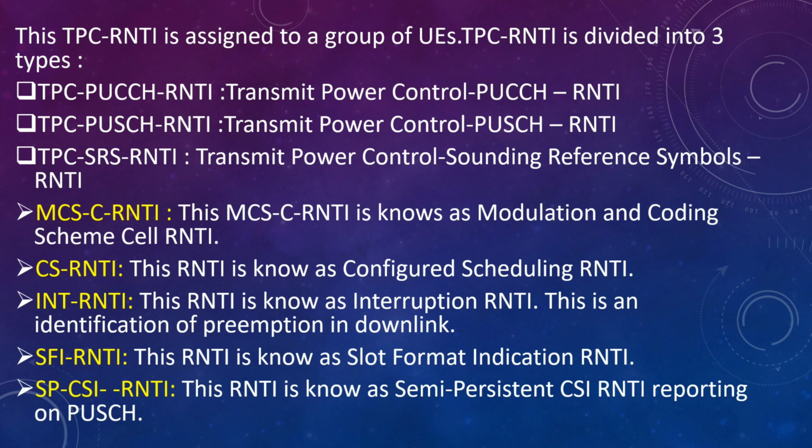So there is not much more discussion on this. Now let's come to the next one, that is CS RNTI. This RNTI is known as the Configured Scheduling RNTI. Now the next one is INT RNTI. This RNTI is known as the Interruption RNTI, and it is the identification of preemption in downlink.